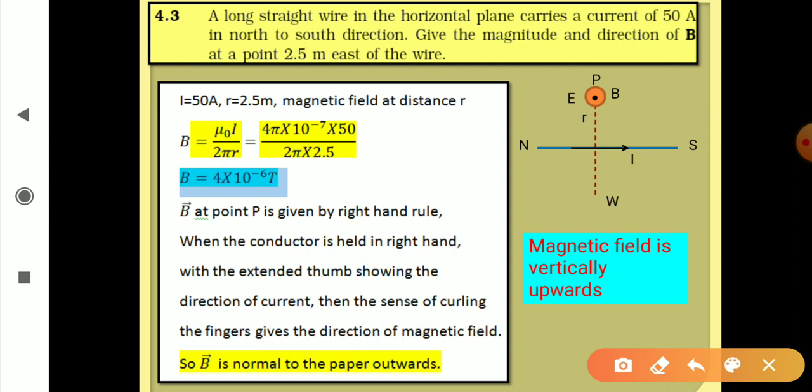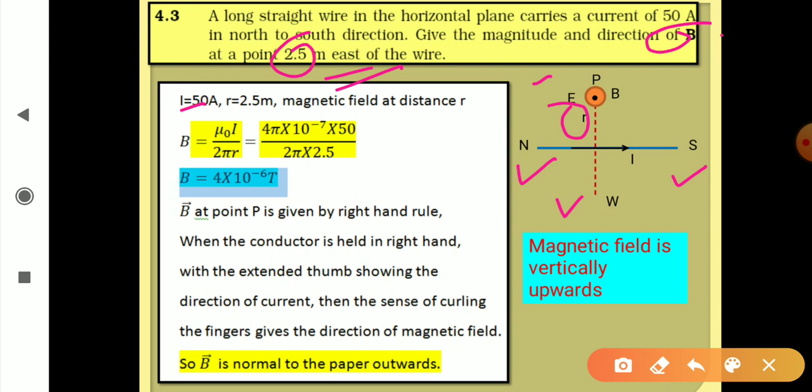So I have placed the conductor along north-south direction, and if these are taken as north-south, then this is going to be east and west. And the problem is you have to find out magnetic field B at 2.5 meter east of the wire. So here the point is placed at 2.5 meter on the east side, right? So first it's important to understand the situation or problem.